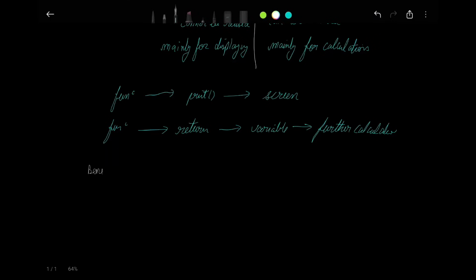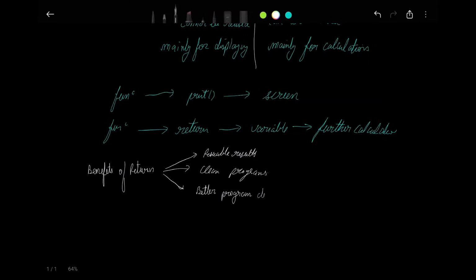If I talk about the benefits of return, then the very first benefit of return is reusable results. The returned value can be used anywhere. We have cleaner programs. Functions become independent and reusable. Better program design. And we have easier testing.